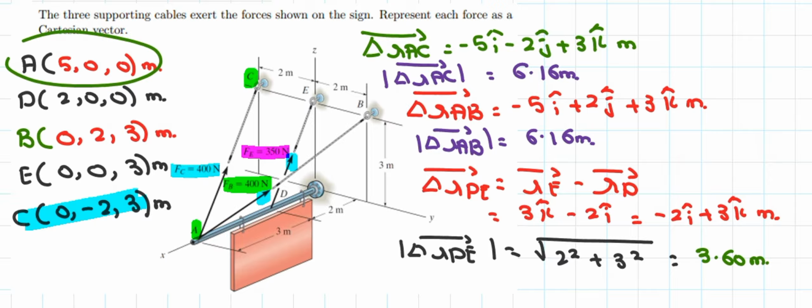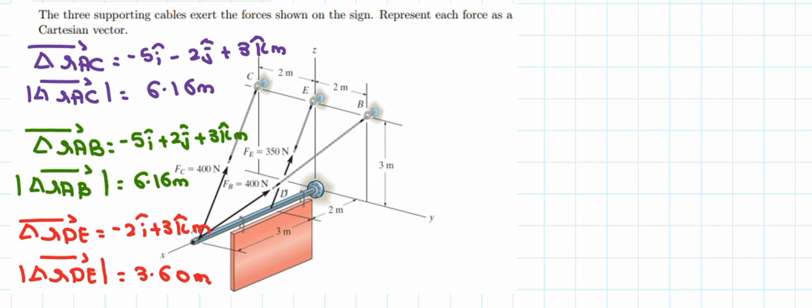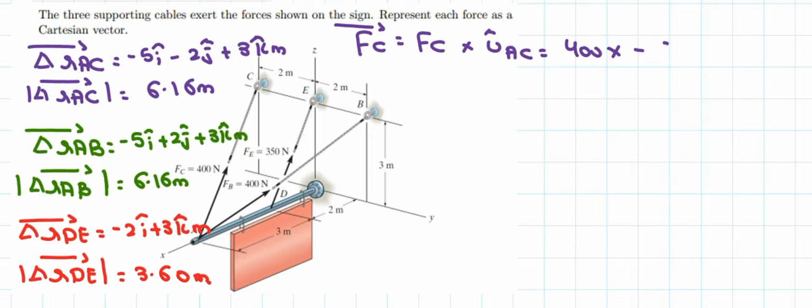Now let's convert the magnitude form of forces into the Cartesian form. Let's convert the FC force into the Cartesian vector form. So the vectorial form of FC is equal to the magnitude of FC into the unit vector of AC. So it will become 400 into the vector, which is nothing but the vector upon magnitude. The vector is nothing but RAC, and it has the value of negative 5I, negative 2J with positive 3K divided by its magnitude. And the magnitude is nothing but 6.16.